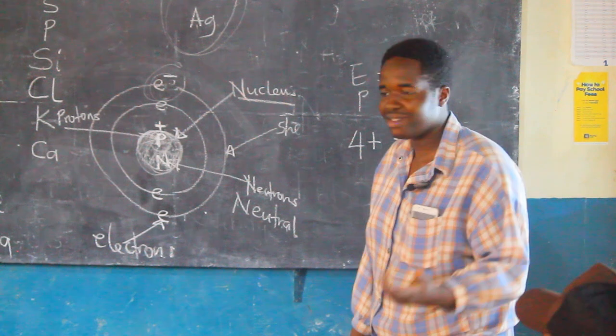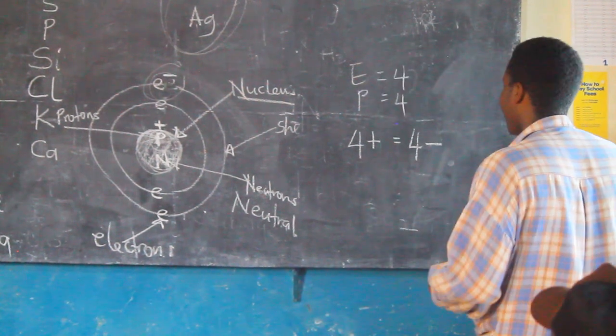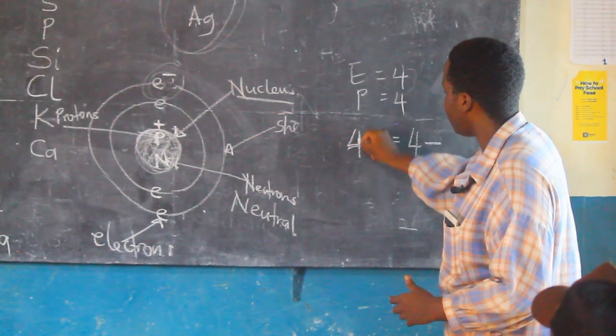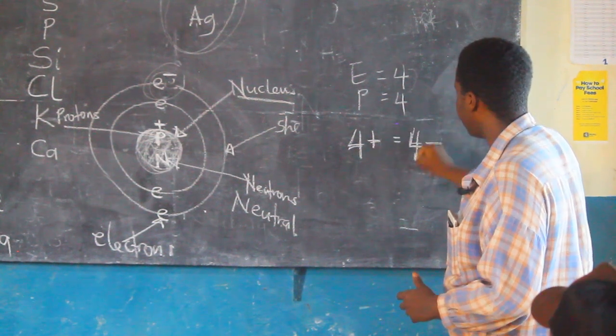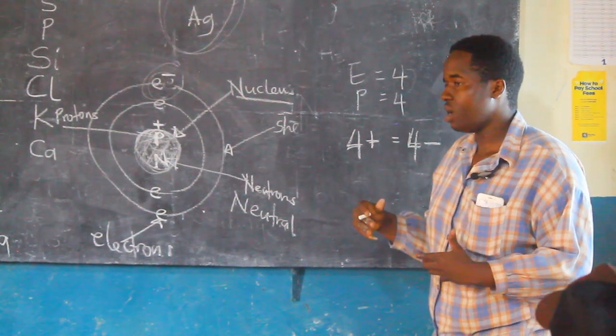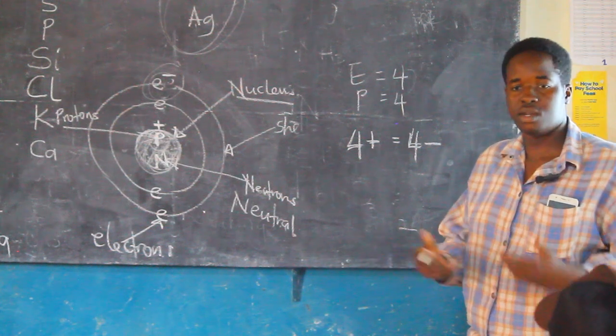An example. There's an example. So we are supposed to have a balance in positives and negatives, and the atom will become neutral and stable.